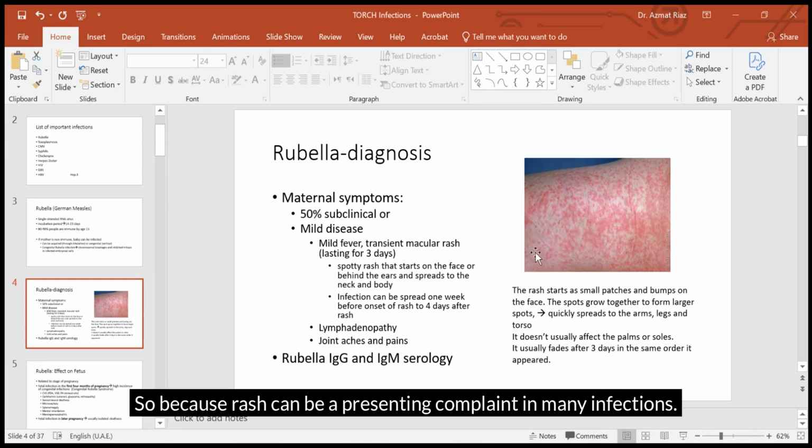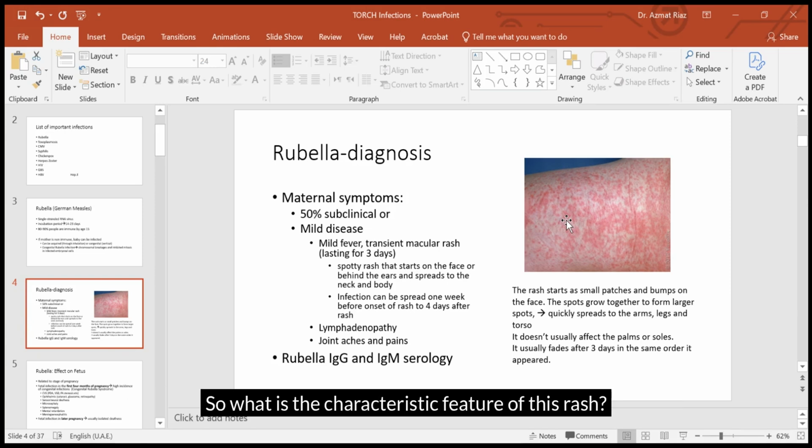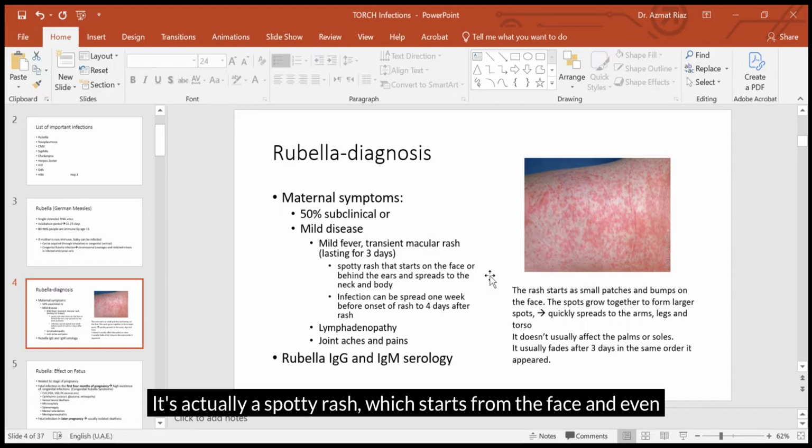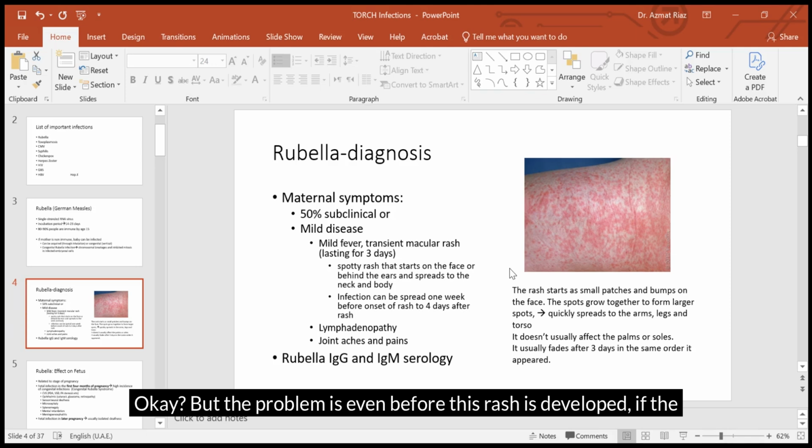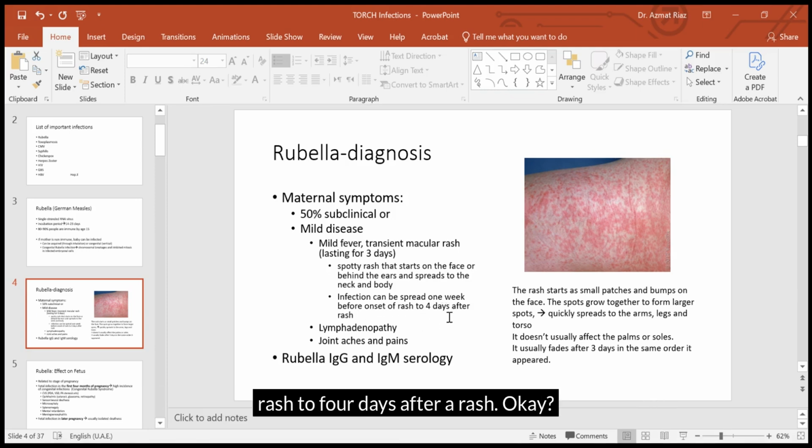Because rash can be a presenting complaint in many infections, what is the characteristic feature of this rash? It's actually a spotty rash which starts from the face and even behind the ears, and then it spreads to the rest of the body downwards. But the problem is, even before this rash develops, if the mother has rubella, she can spread it to other people. So infection can be spread from even 1 week before onset of rash to 4 days after the rash.